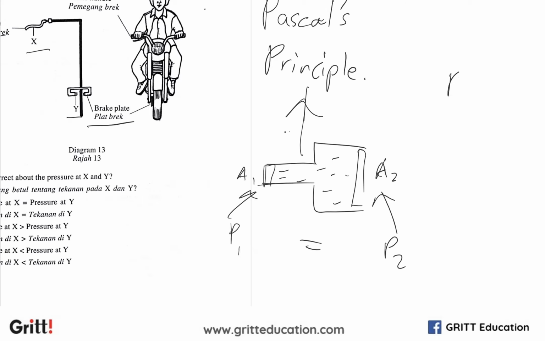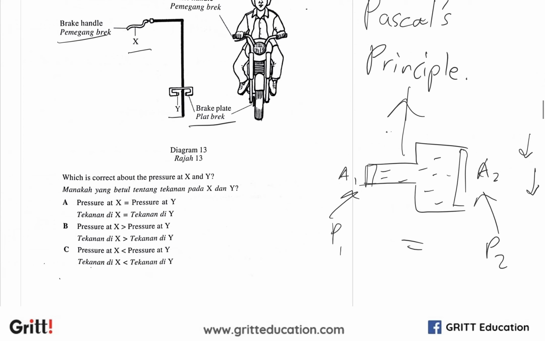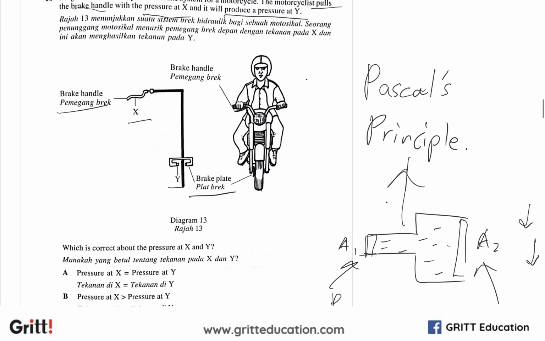So when you have the same pressure and also the same force per unit area, a smaller area only requires a smaller force, and since A2 is bigger, the same amount of pressure will produce a much larger force. This is how a small grip of the brake handle can actually cause a very big force to be produced at the brake plates, hence braking the entire motorcycle.